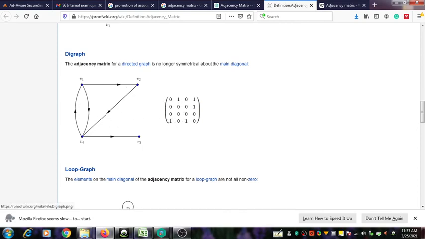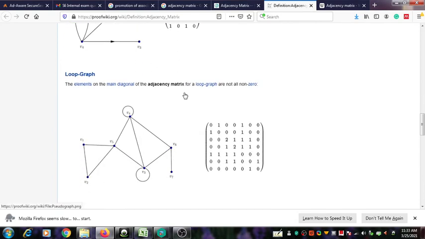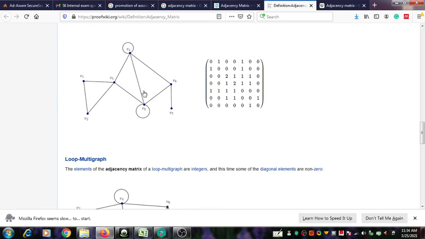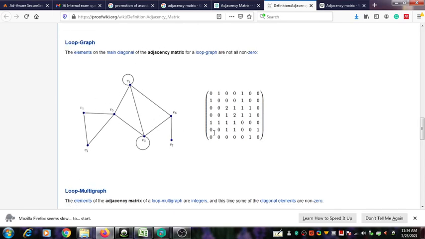See, in this matrix, how many vertices will be there? 1, 2, 3 and 4. There are four rows and 4 columns, and you can fill up the entries in the matrix. And now in the case of graphs having loops, the same procedure can be used to fill up the entries and make the matrix.